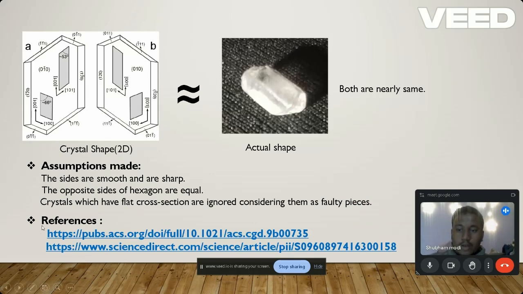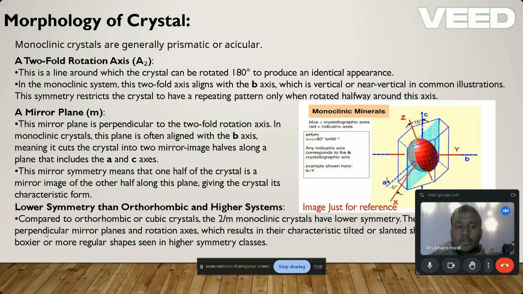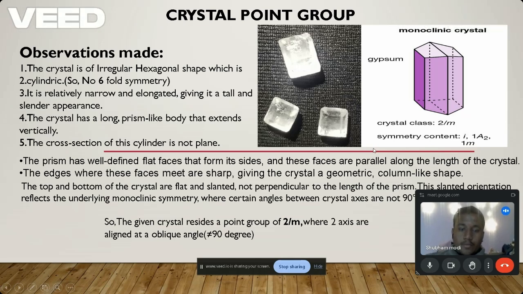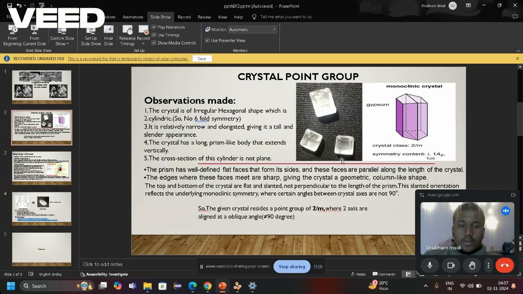I have also attached some references about which I have read regarding the morphology of a 2/m crystal and gypsum shapes. I hope you will be clear about my approach. So thank you. Now moving towards part 2.